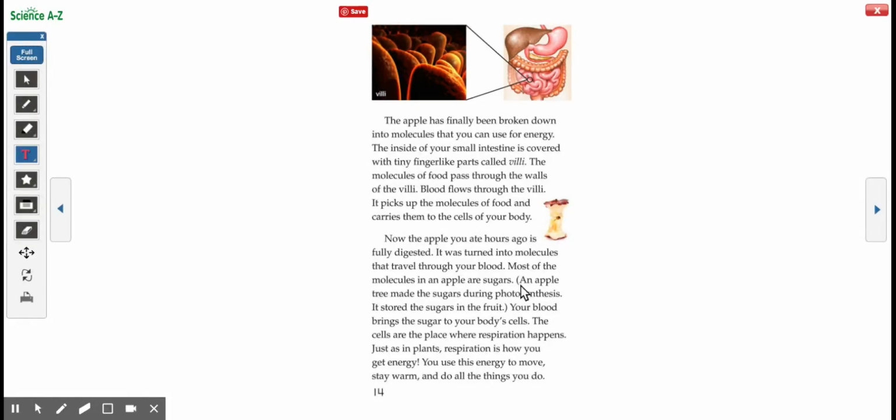All right? So, this is something that's important that a lot of people don't understand. Most of the molecules in an apple are sugar. You think, wait a minute, Miss Brown, apples are not sugar. Well, remember, when plants make their food, they make sugar. So a lot of the stuff in apples that your body needs are sugars. Sugar is not always bad. Too much is, and we'll get to that in a minute. All right, but the sugar in apples is not necessarily bad for you.